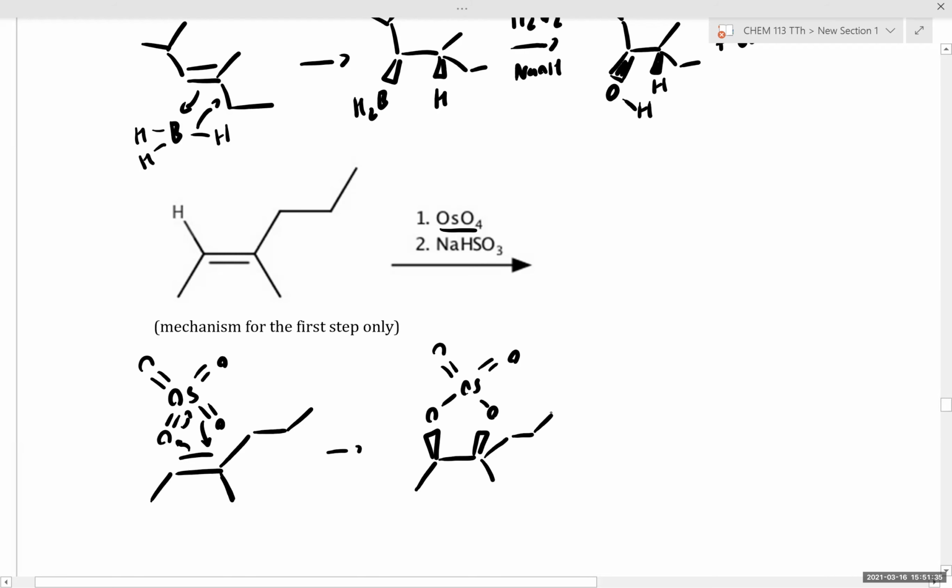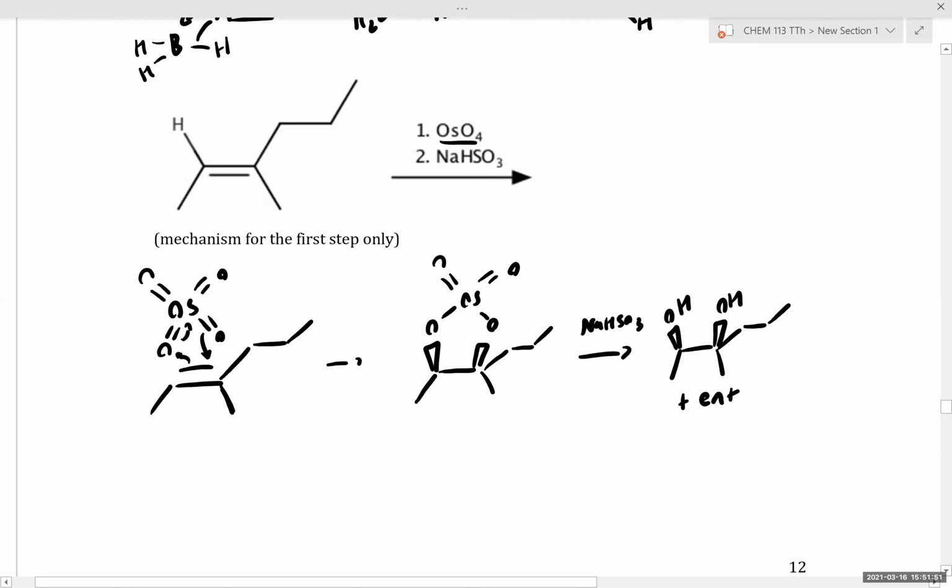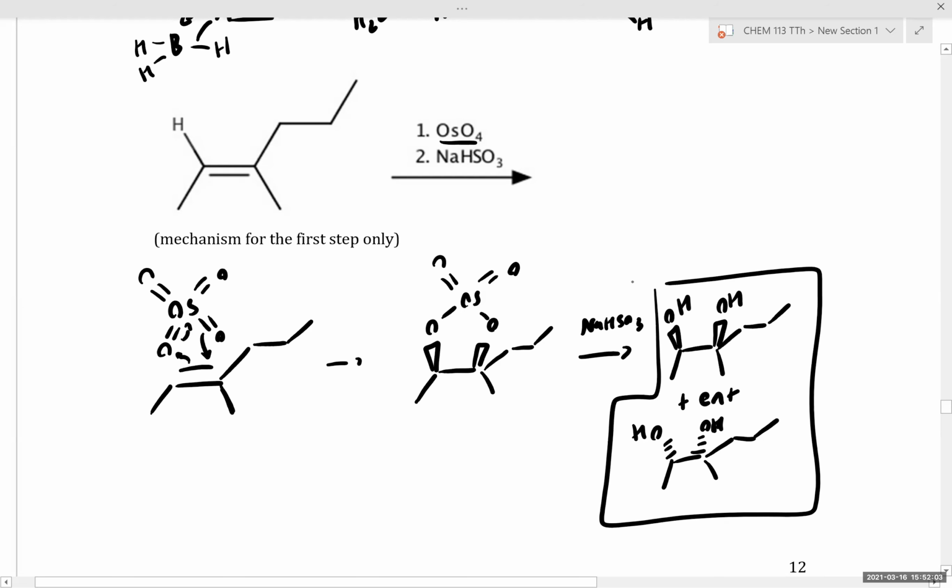Now, from here, after treatment with sodium hydrogen sulfite, we cleave our osmate ester. And that generates our diol as well as the enantiomer. I'll just draw out the enantiomer just for your reference. Recall that many of these reactions were covered in the chapter 17 note set. Does this example make sense to everyone?